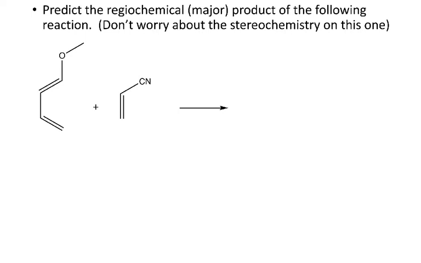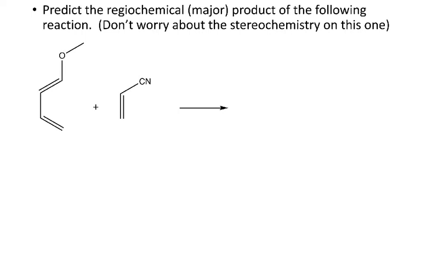Okay, in our last 2 examples, we have a case where both the diene and the dienophile are not symmetric. Right? If either one is symmetric, I don't have to worry about the regiochemistry. But when they're both asymmetric, I do have to worry about the regiochemistry. Where is this electron withdrawing group going to be relative to this group on the diene? And so in order to figure that out, we need to draw the resonance structures.